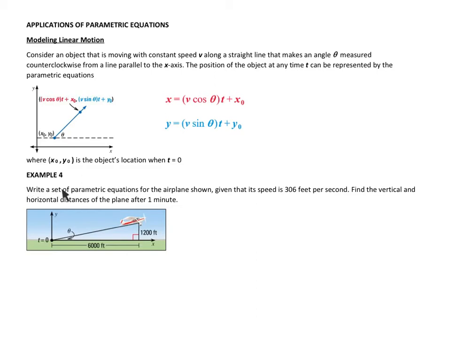So here we have an example. Write a set of parametric equations for the airplane shown, given that its speed is 306. So what does that represent? So that is v per second, and find the vertical and horizontal distance of the plane after 1 minute. So let's get the equations. The first thing is to get the angle.